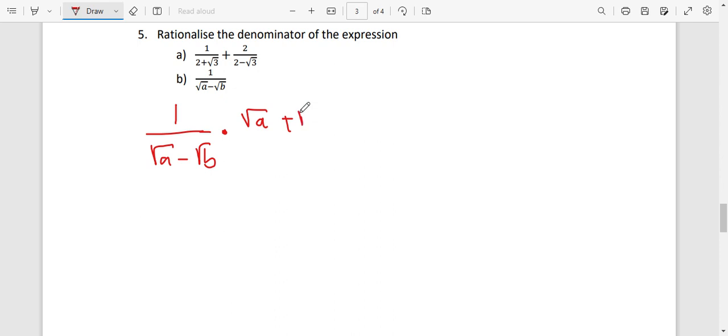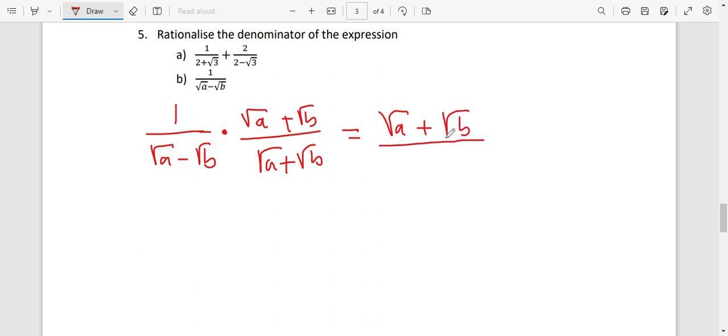Very good. Square root of a plus square root of b divided by square root of a plus square root of b. So multiply 1 times the conjugate, that will just be square root of a plus square root of b. And then square root of a minus square root of b multiplied by the conjugate will just be a minus b, because square root of a squared is a, square root of b squared is b. Now put a minus in front, between them. So this is the answer. You've rationalized the denominator.